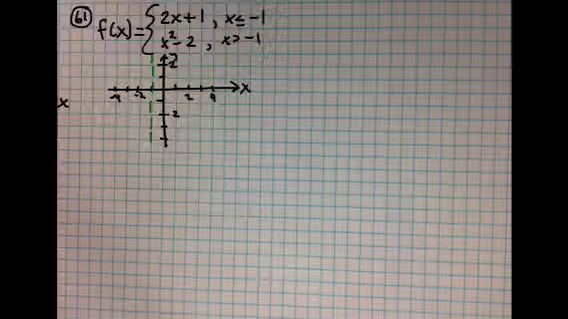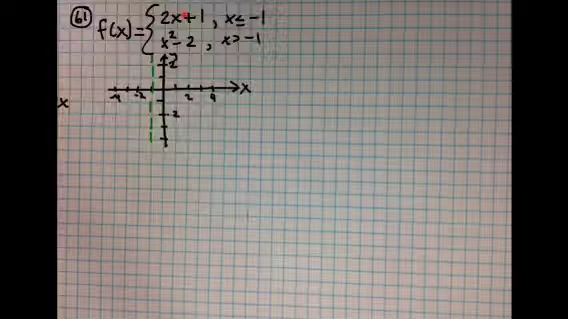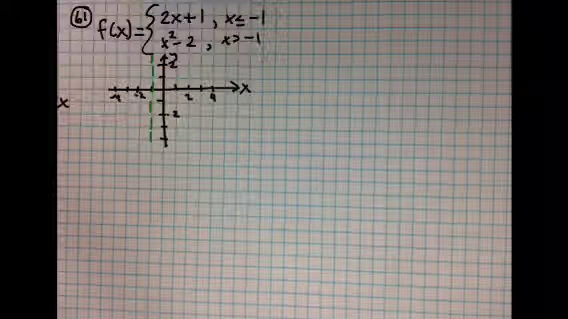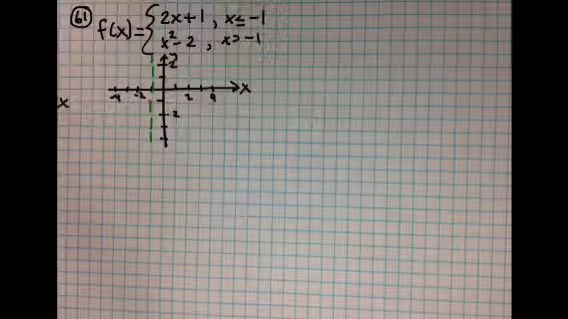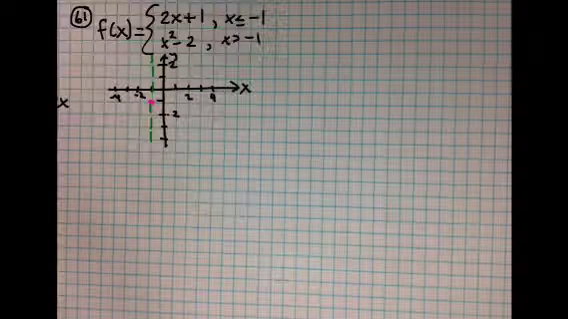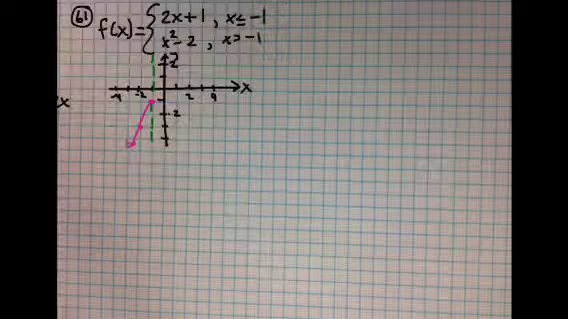Okay, and then I'm going to replace the x with -1 up here. So 2 times -1 is -2 plus 1 is -1. So the ordered pair is going to be -1, -1. It's closed because it says it equals. The slope is 2, so I can't go up to the right 1, I have to go down to the left 1. So I end up right here. Okay. Connect the points. Okay, that piece is done.